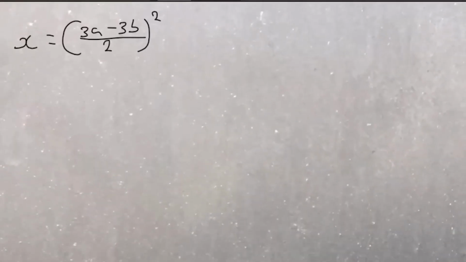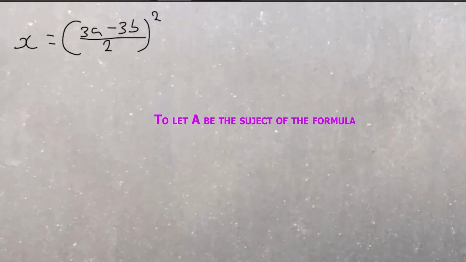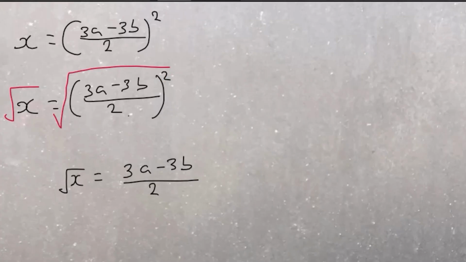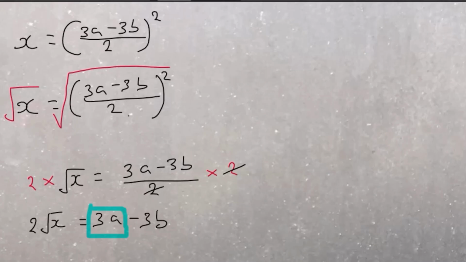In this example, we want to make a the subject of the formula. The first thing to do is to do away with this square by introducing square root to both sides. Square root will cancel square. Then we have this. We have to do away with this over 2 by introducing times 2 to both sides. 2 will cancel 2. Then we have this. In order to let 3a stand alone, move minus 3b to the other side. Then we have this.